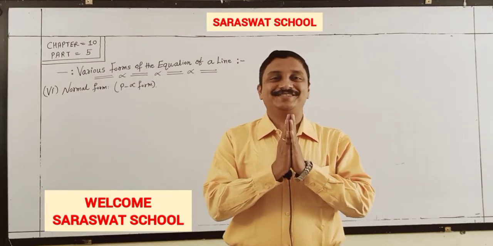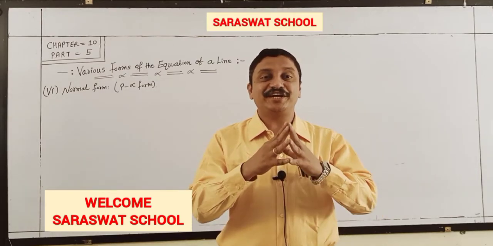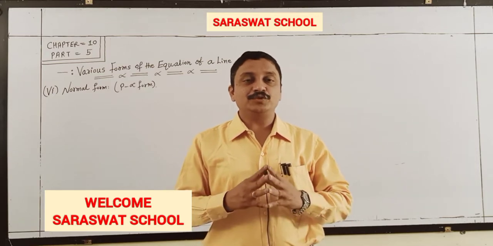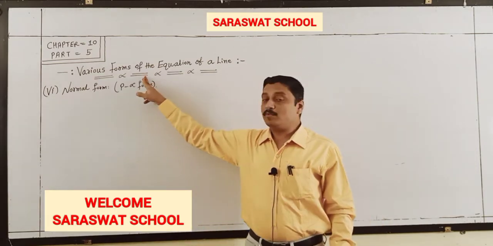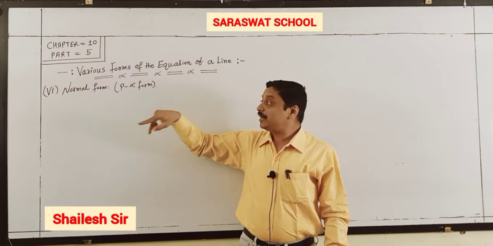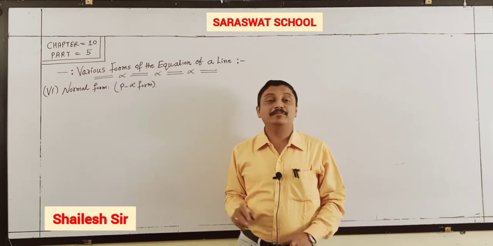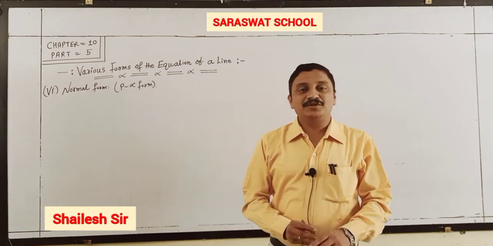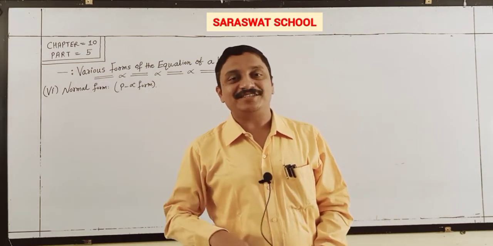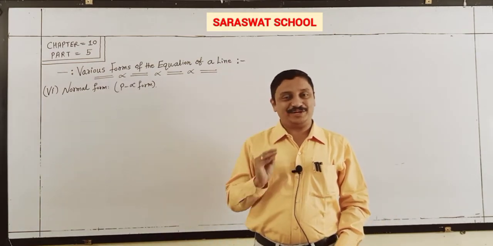Hello students, welcome to chapter 10, straight line. Students, today I continue our various forms of the equation of the line in part 6, normal form, or p alpha form. But students, before starting this sixth point, let me revise my previous five points.